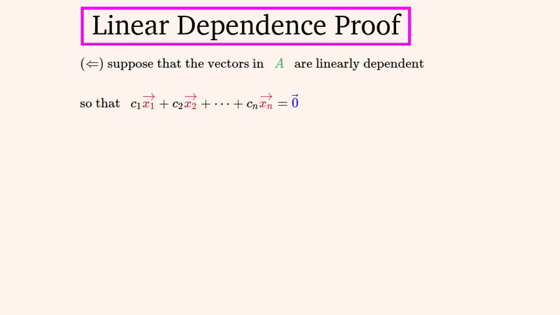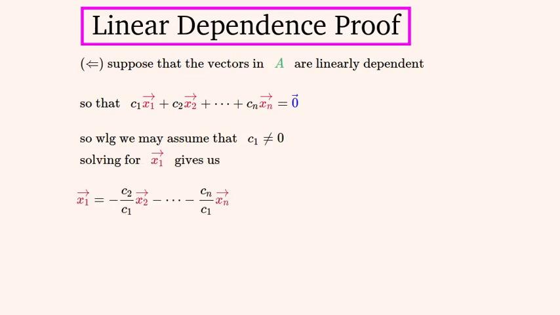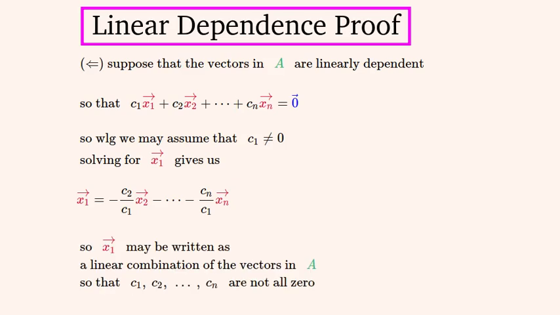being linearly dependent. And we can assume without loss of generality that the first constant is non-zero, because we could always swap the first vector with another vector in the set that has a non-zero constant, and make that the first vector, and its corresponding constant non-zero. Then we can solve this equation for x1, since c1 is non-zero. And so this is one of the vectors being equal to the sum of a linear combination of the vectors in A, so that the constants are not all zero. And that completes the second half of the proof, and therefore the whole proof.